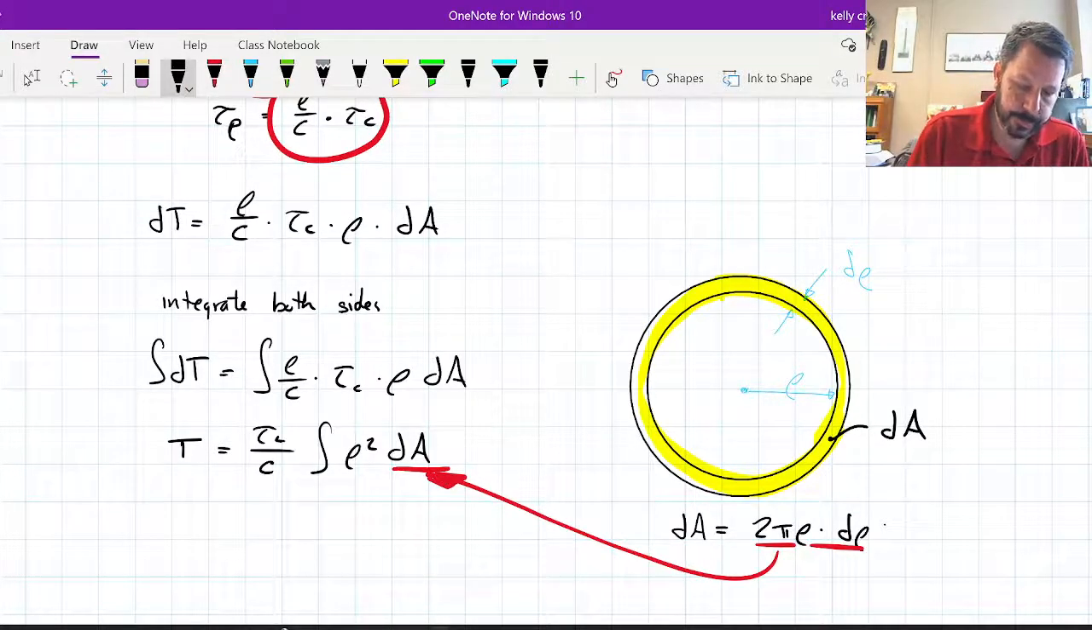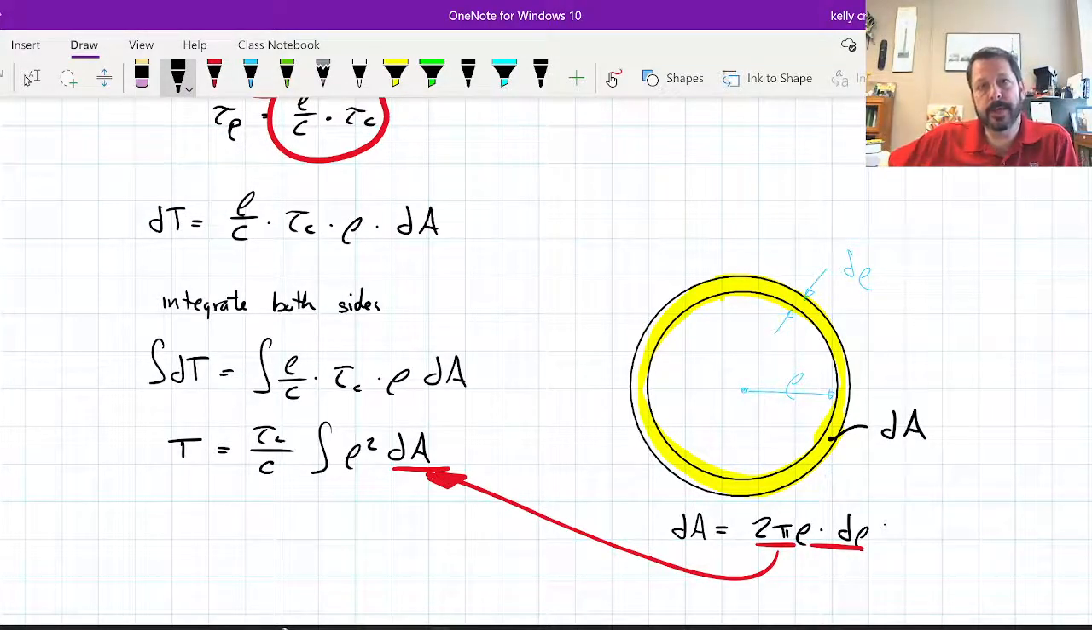Now, this is where we make the assumption that we're only talking about circular shafts, because we just defined the area to be a circular ring. If it was a rectangle, then this area would be different. So this is where the equation becomes specific to circles. It could still be a hollow circle, but it has to be circular.